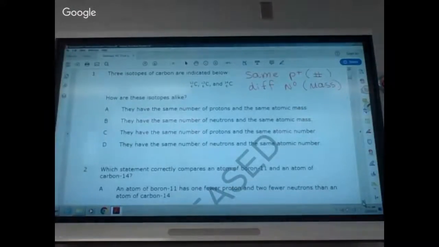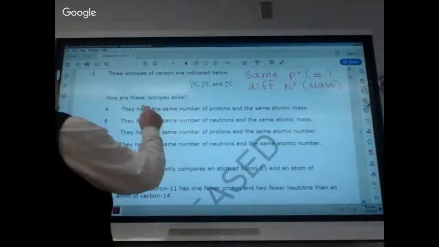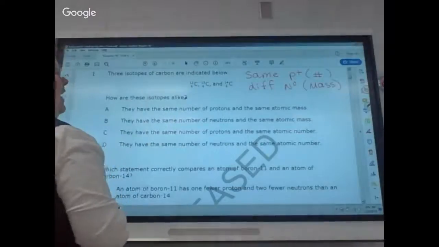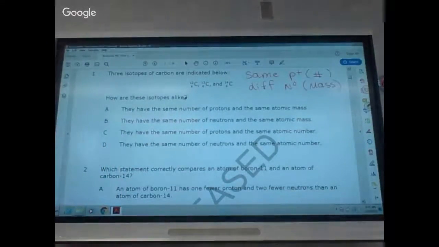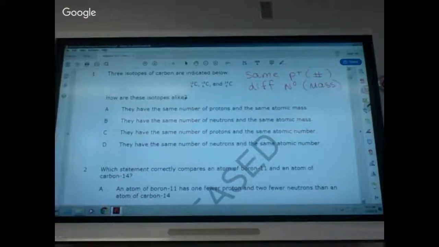So when you look at right here, it says, how are these isotopes alike? Now, it just gave you a basic definition there. They have the same number of what? Protons. Same number of protons and the same. So which one has to be the right answer? C.